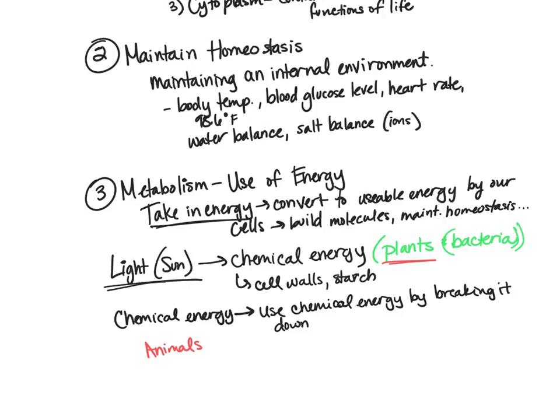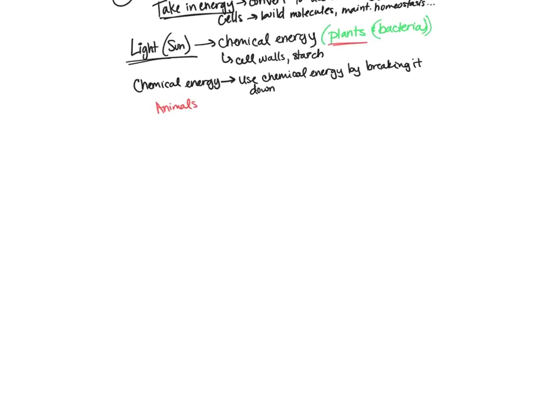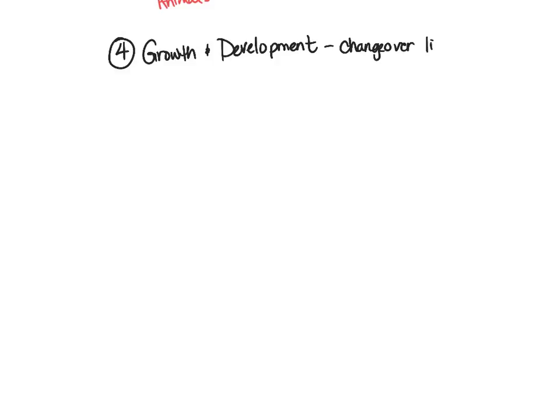All right, so moving on to our next characteristic of life. Characteristic number 4 is going to be growth and development. So when we talk about our characteristics of life, if something is living, then it has to change over the lifespan.